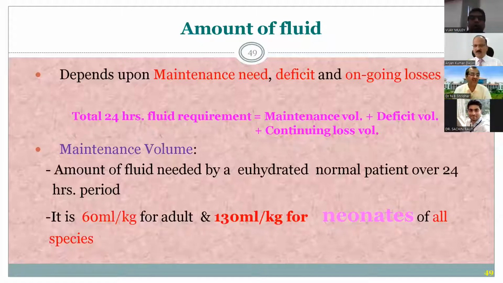The maintenance volume means the amount of fluid needed by a euhydrated or normal patient over a 24-hour period. For example, in adult cattle it is 60 ml per kg, and in neonates, such as calf diarrhea or calf dehydration, it is 130 ml per kg, for neonates in all species, including human beings, dogs, cats, or whatever it may be. So a lot of such things are there.